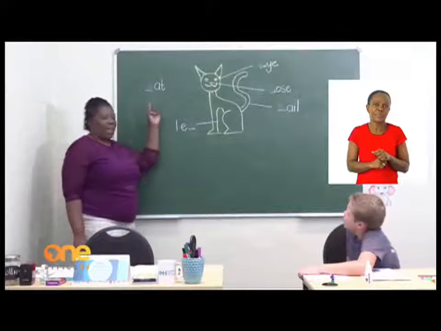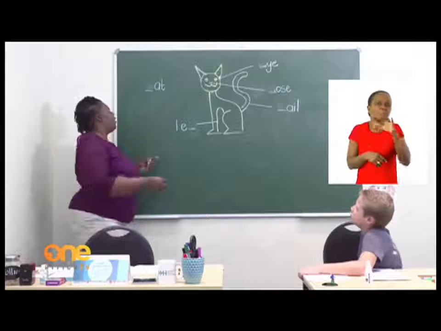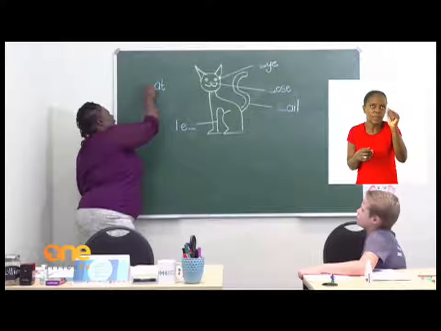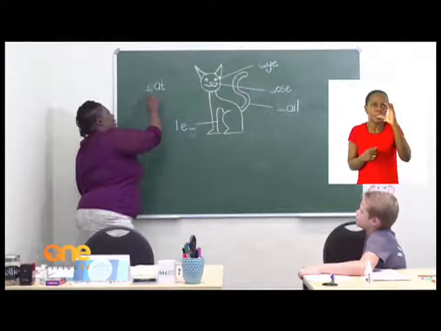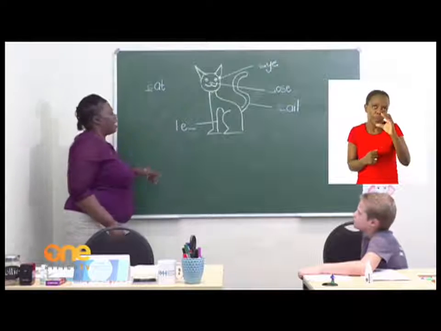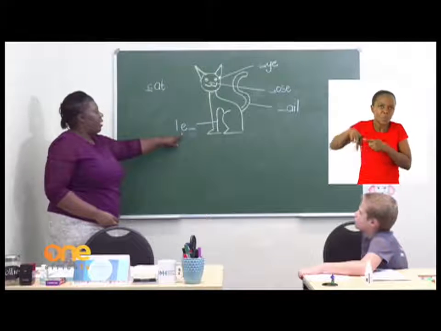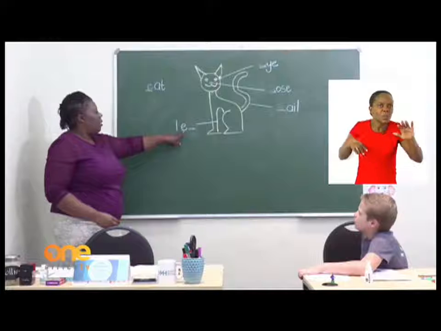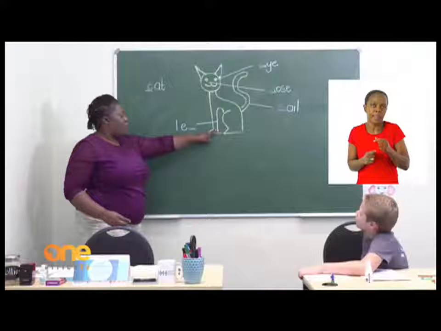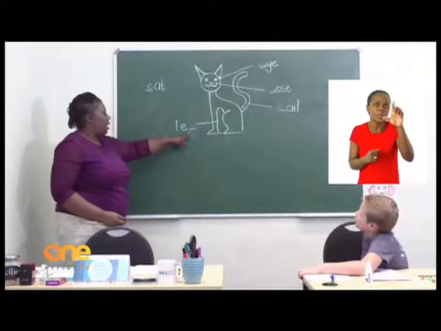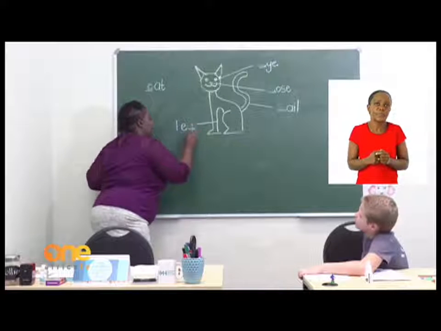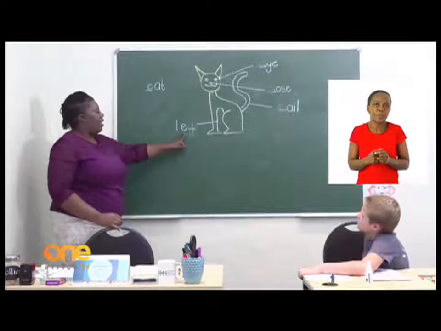What is this? A cat. Well done. It is a cat. What am I going to put here? C for cat. This reads cat. The next word, L, is going to help us. What is this? Leg. It is a leg. Very good. What am I going to put here? G. G for leg. Let's read it together. Leg.